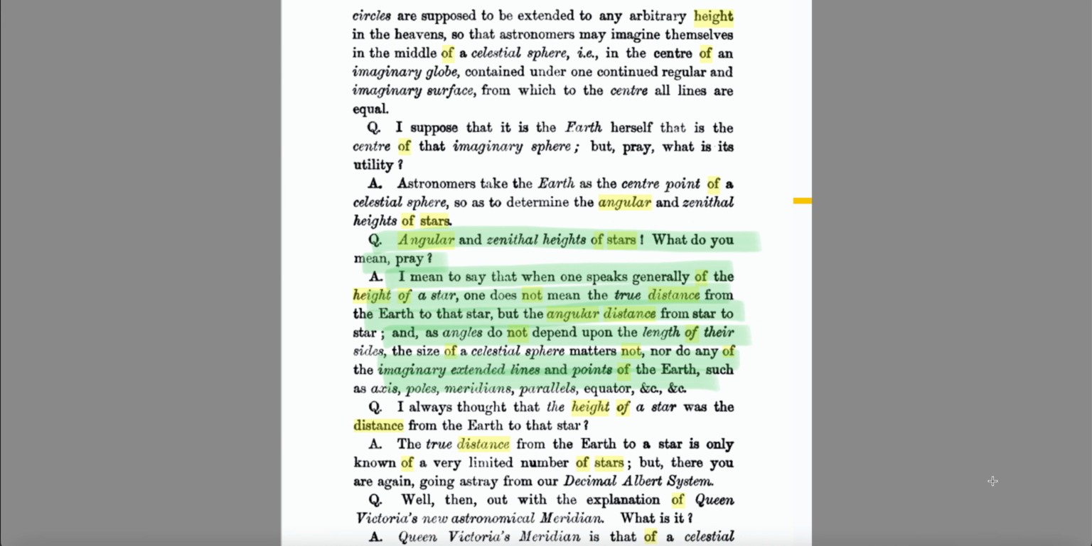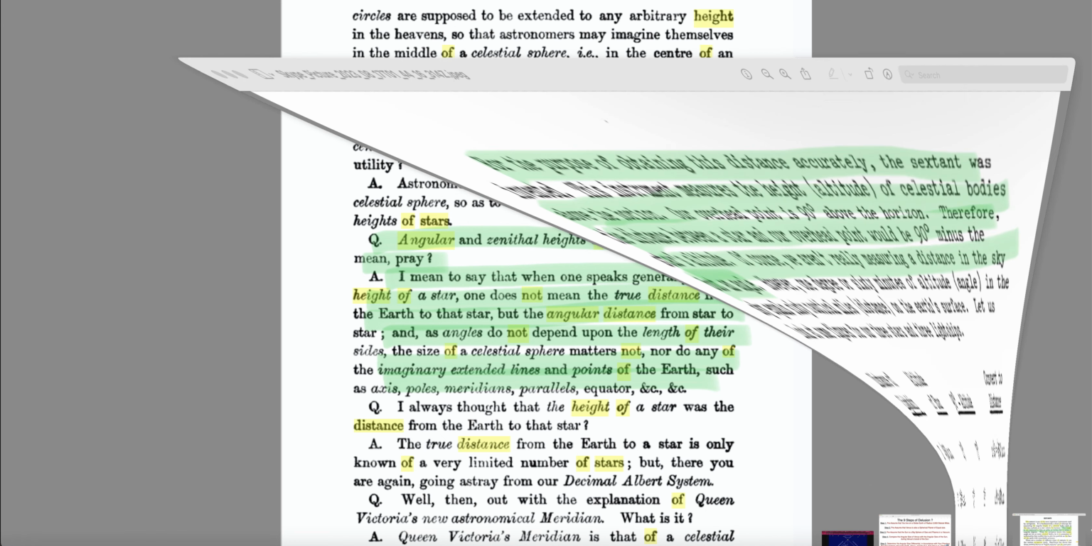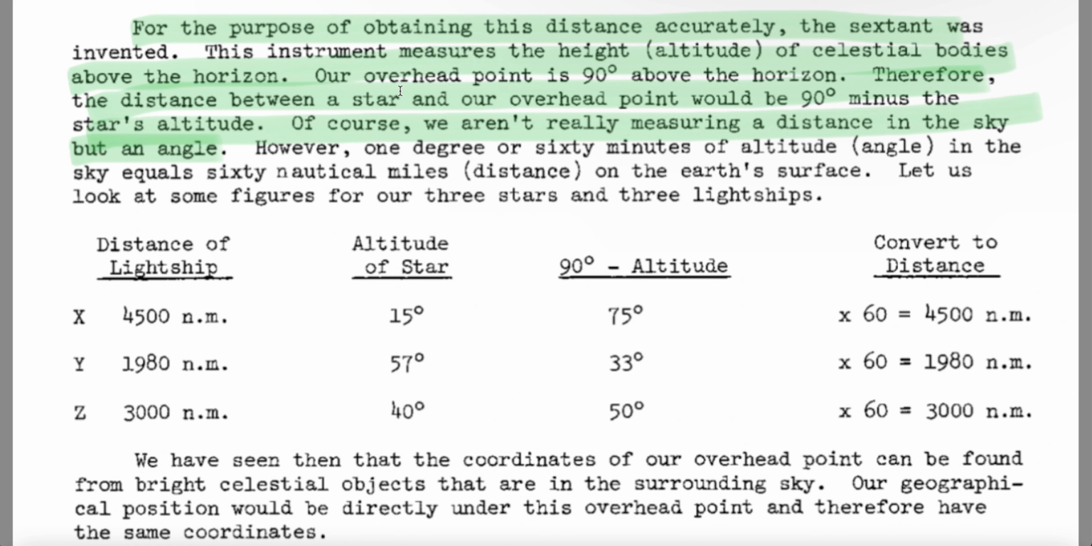Angles, there's no height being claimed. Okay. So for the purpose of obtaining this distance accurately, the sextant was invented. This instrument measures the height, altitude of celestial bodies above the horizon. Our overhead point is 90 degrees above the horizon. Therefore, the distance between a star and our overhead point would be 90 degrees minus the star's altitude. Of course, we aren't really measuring a distance in the sky, but an angle. So they're not measuring a distance to the star, just an angle, right?